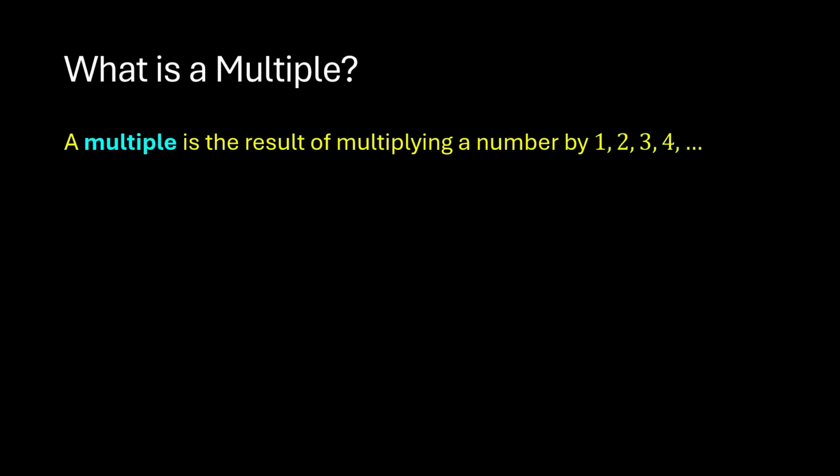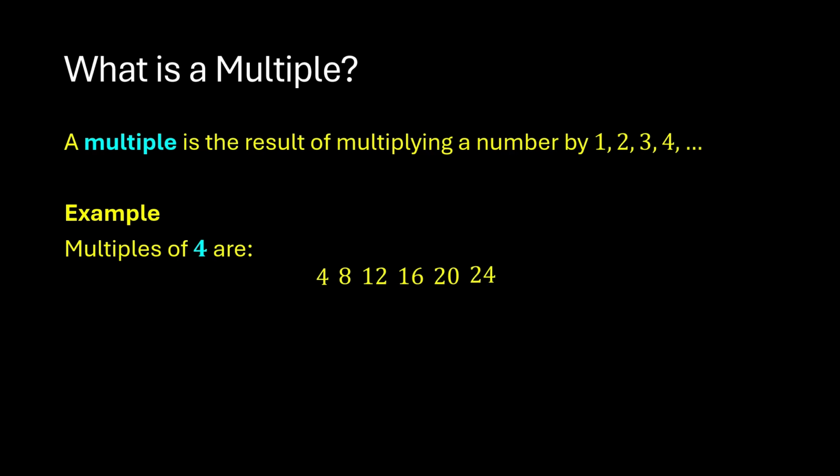Let's begin by reviewing multiples. A multiple is the result of multiplying a number by 1, 2, 3, 4, 5, and so on. So, for example, multiples of 4 are 4, 8, 12, 16, 20, and so on. And multiples of 6 are 6, 12, 18, 24, 30, and so on.